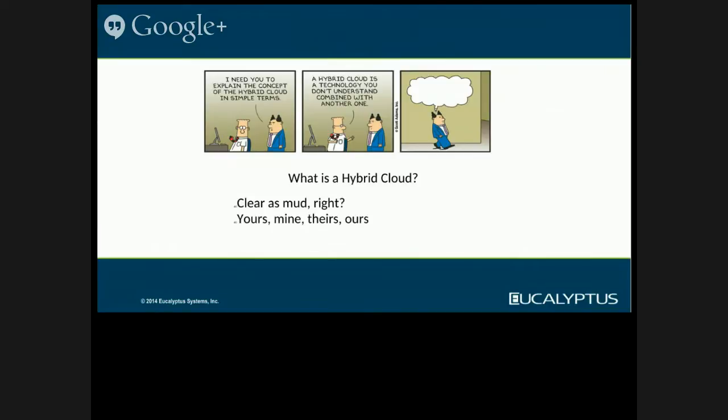So Eucalyptus is a hybrid solution in that, I mean, you're locked into the Amazon AWS infrastructure, but we are an AWS compatible private or hybrid cloud solution. So you can move your workloads from us, or it's on your hardware, so your own cloud, to Amazon.